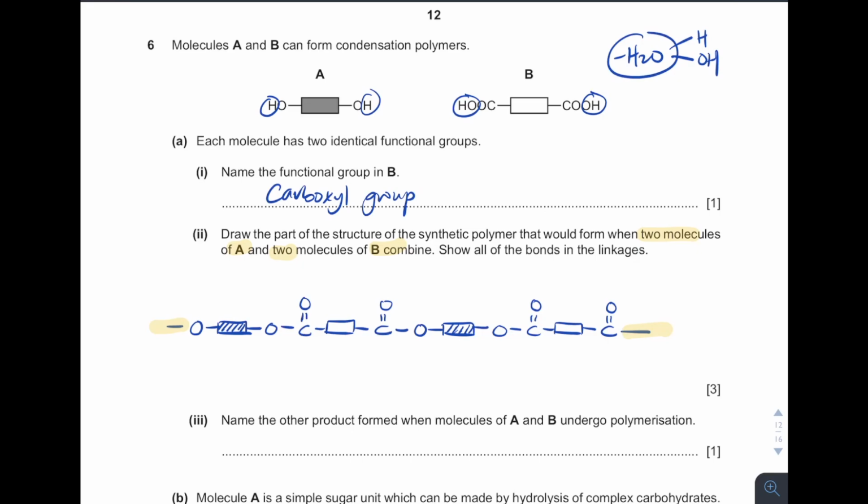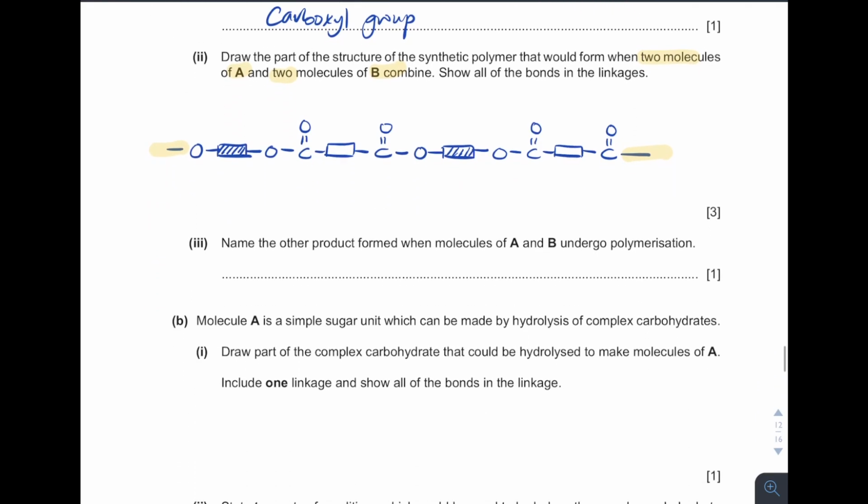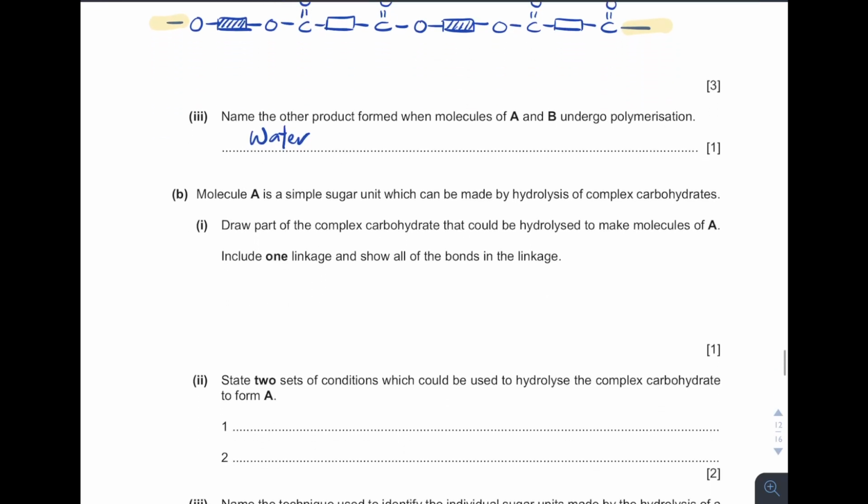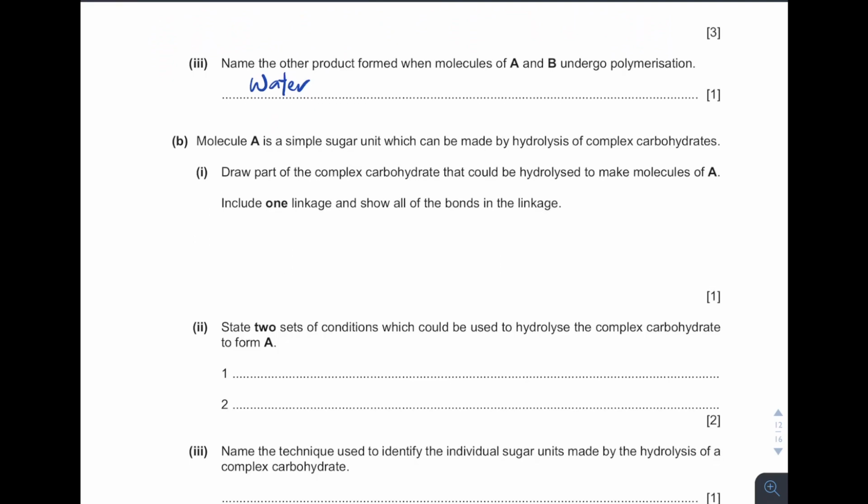Okay, then what is the byproduct produced? Water. Then molecule A is a simple sugar unit which can be made by hydrolysis of complex carbohydrates. So draw part of the complex carbohydrate that could be hydrolyzed to make molecule A. Include one linkage and show all the bonds in the linkage. So which means you are asked to draw what?